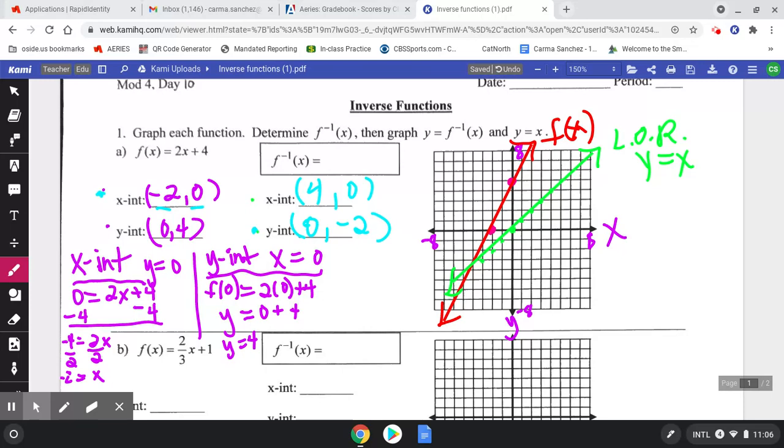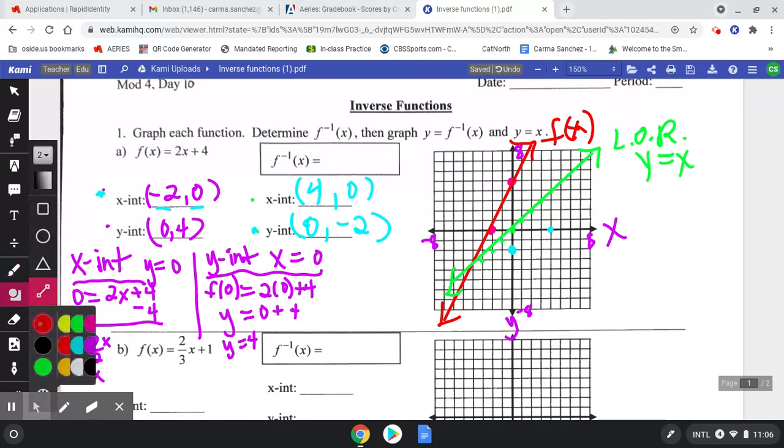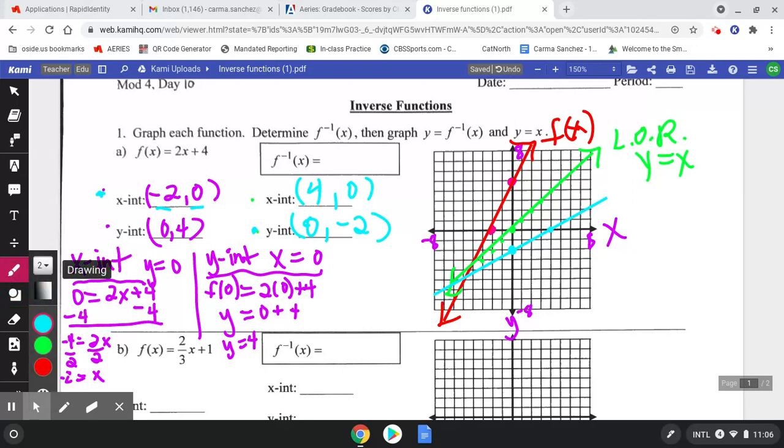So let's go put those dots on the graph. 4, 0, 0, -2. I'm going to go grab my line function. And here comes my line, which is an exact reflection. The red line has now been reflected over the line of reflection. Remember that we always have to label. So we're going to make this f of -1 of x. There's my inverse function.